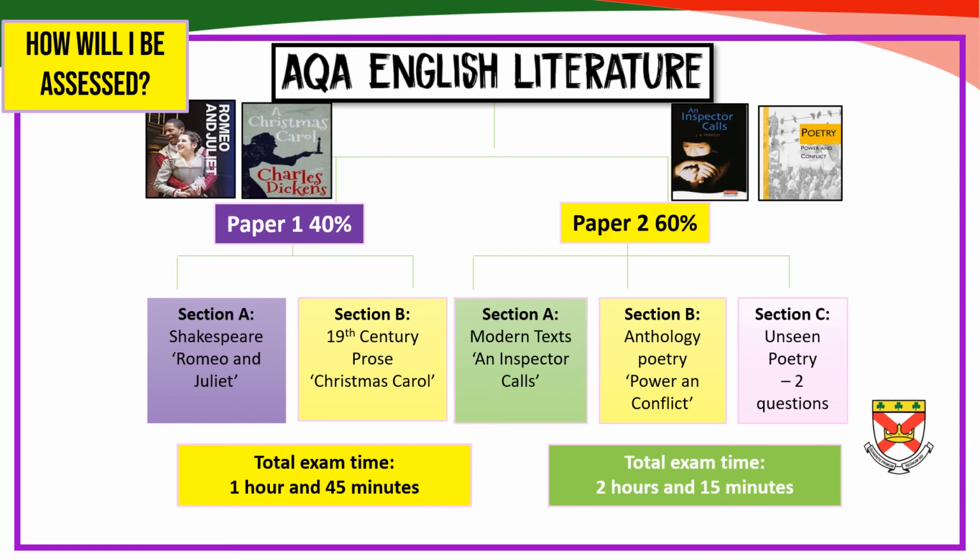For paper 2, which is worth 60% of the marks, you will study 3 separate texts. There's the modern text, the play, An Inspector Calls. There's then an anthology of 15 poems about the theme of power and conflict, and the third unit is the unseen poetry. Both of these exams are closed book examinations. This means that you will not be allowed to take any notes or any copies of the text that you've studied into the exam with you.